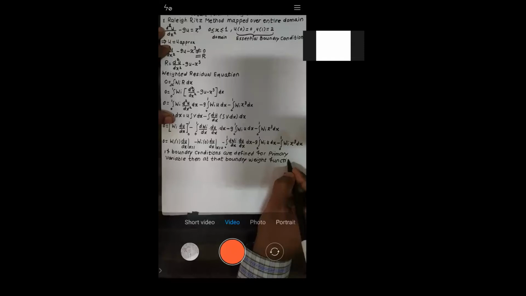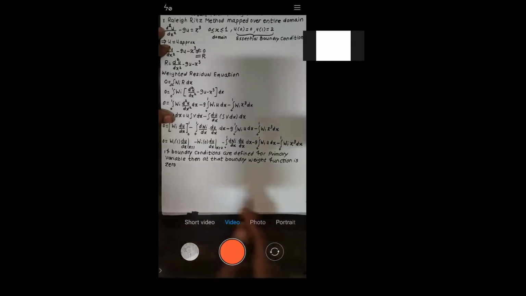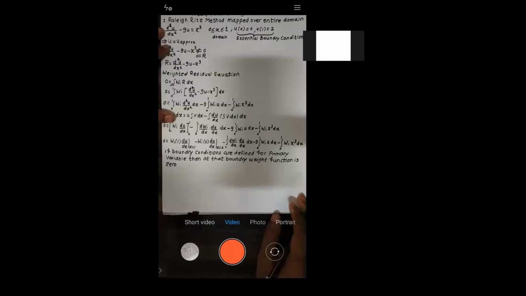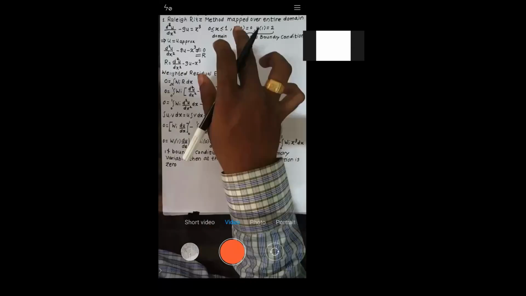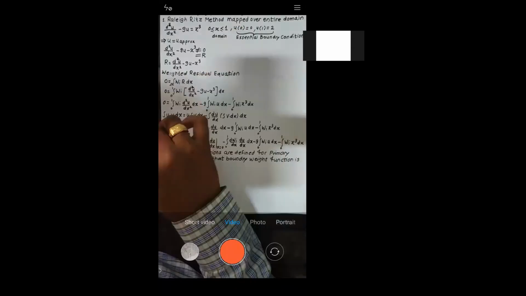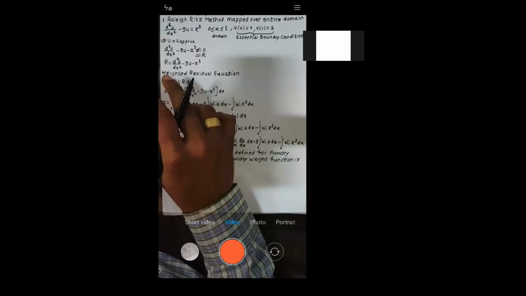All of you see here what is written. If boundary conditions are defined for primary variable, can you see both of the boundary conditions? Both of these boundary conditions are given for primary variable, right? If you see both of the boundary conditions, they are defined in terms of u, which is basically the primary variable. So if the boundary conditions are defined for primary variable, then at that boundary weight function is 0.